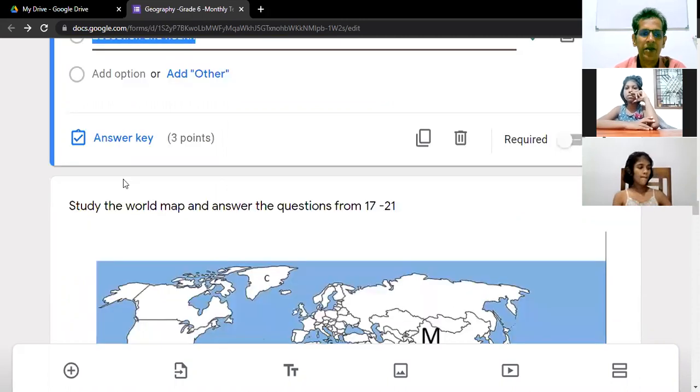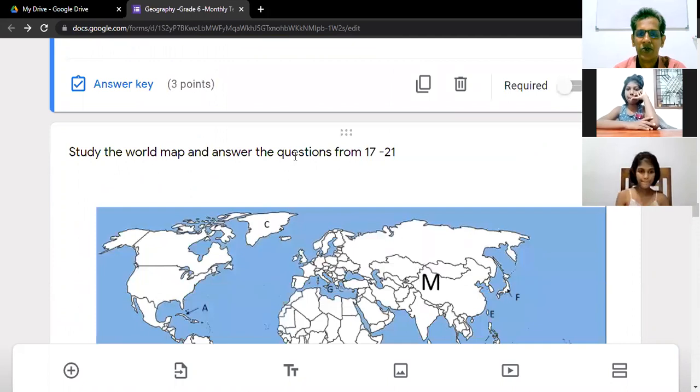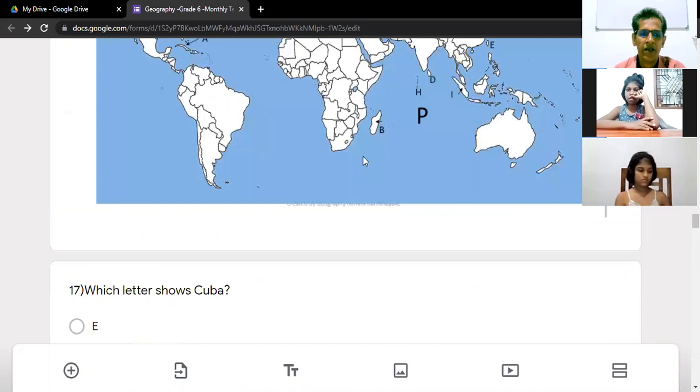by the government. Study the world map and answer the questions from 17 to 21.